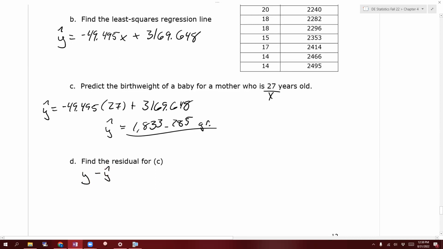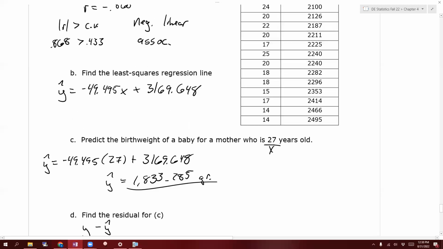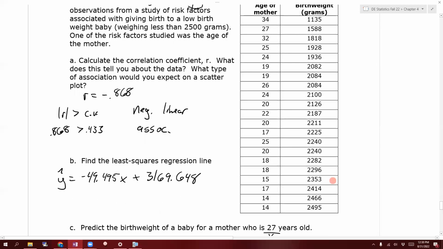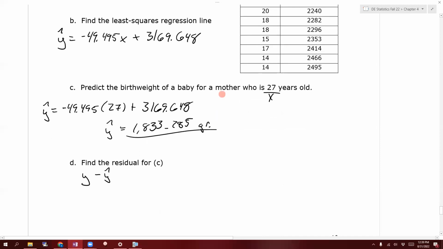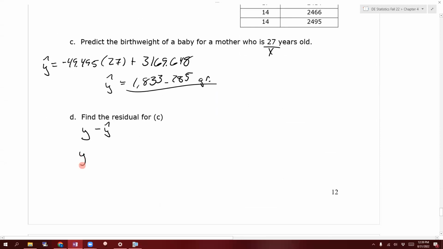In order to find the residual, we have to have a data point with that x value. So we need to go through our list and see if we have any data points where the mother's age was actually 27. So we scroll through. Oh, we did have a 27-year-old mother. And so we have an observation for the birth weight. So our y value was 1588.